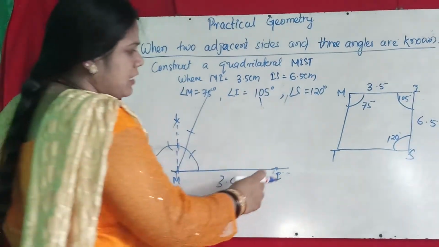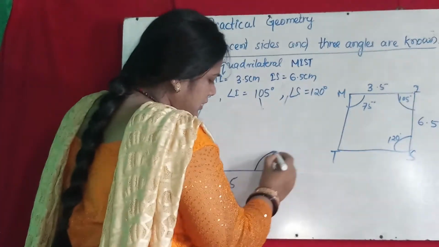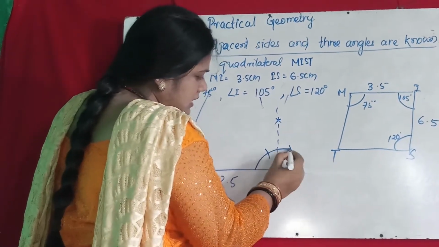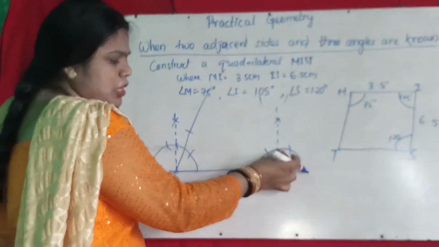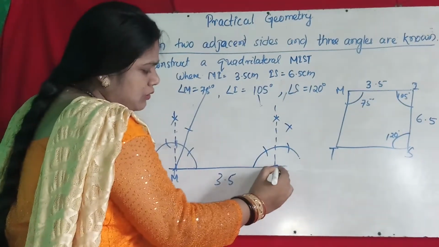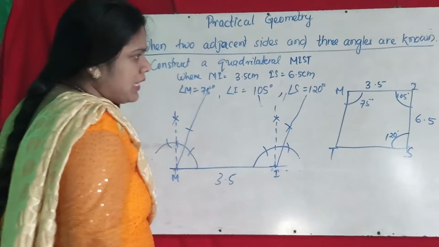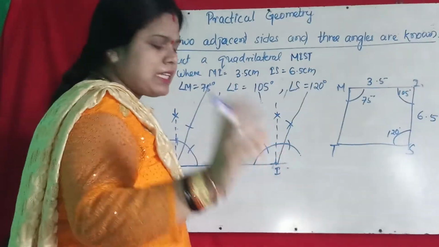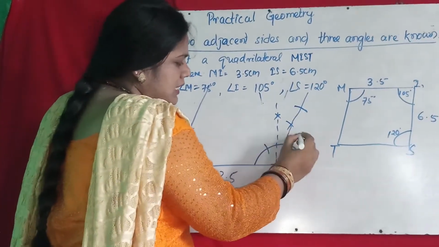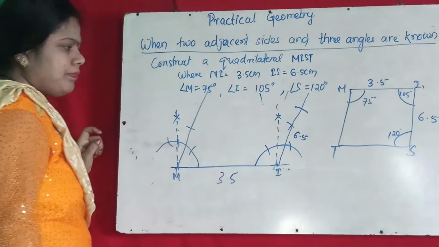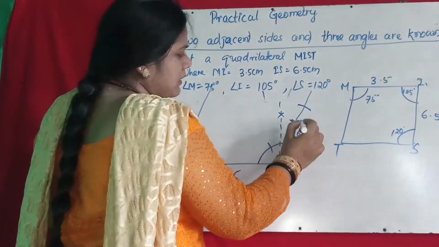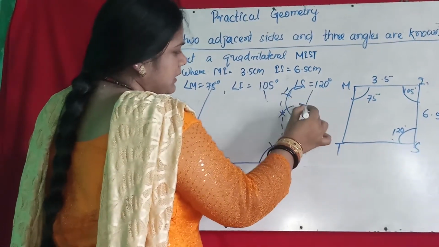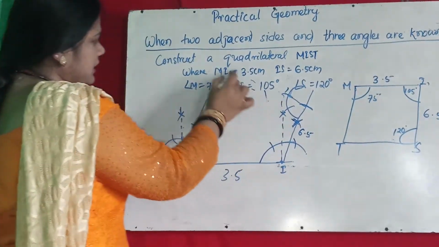Then at I, how much? 105 degree. Same procedure. Do 60, 60, again 90, dotted line. Here this part we divide into two parts because it is 90 plus 15. So you just make two parts and extend it. IS, how much? 6.5. You take 6.5 from your scale and draw an arc. Then here again 120 degree. Here you draw 120 degree, 60, 60, and extend it.